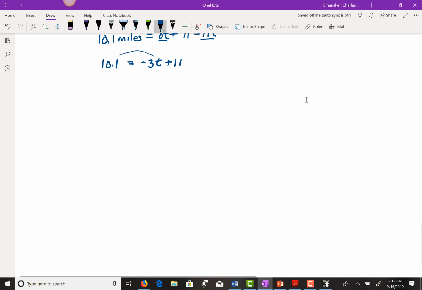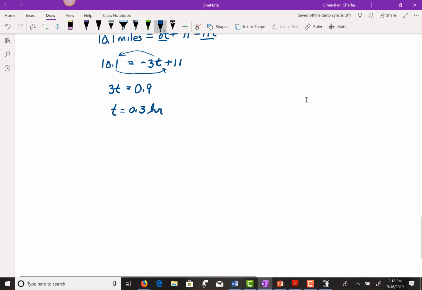I'm going to move this minus 3t over here, which will give us a 3t. And then I'm going to subtract the 10.1. When you subtract 10.1, what do you get? Come up with 0.9, which means t equals 0.3. And what's the time being measured in here? Minutes, hours, days, weeks, months, years? It's in hours, isn't it?